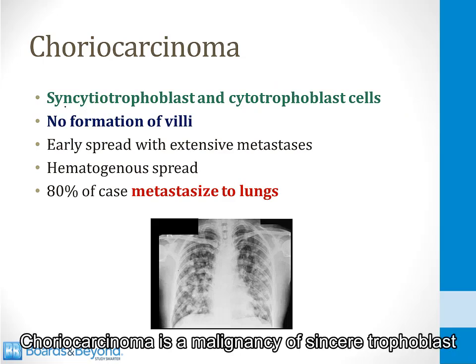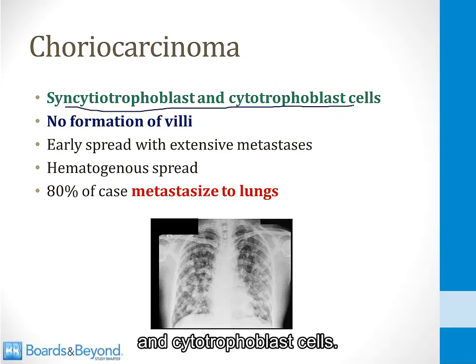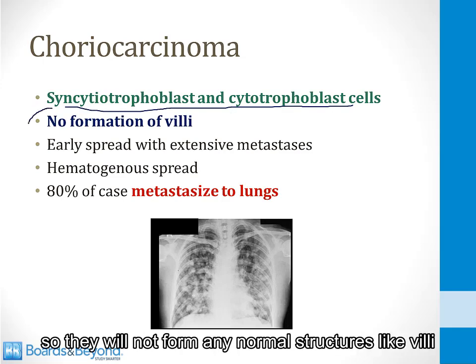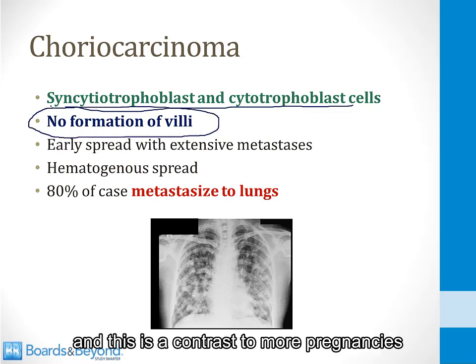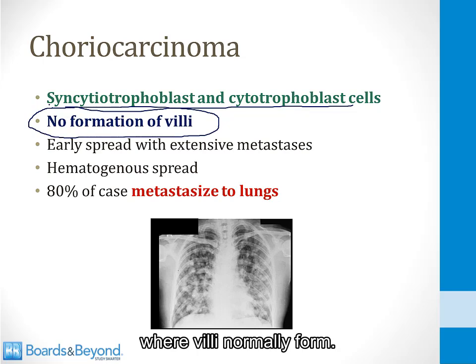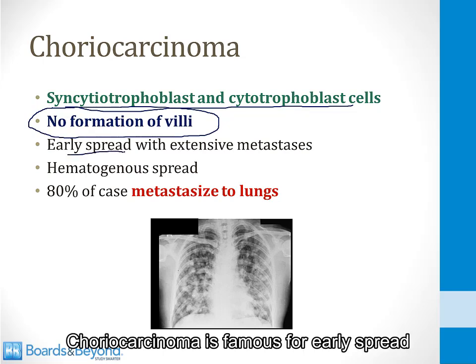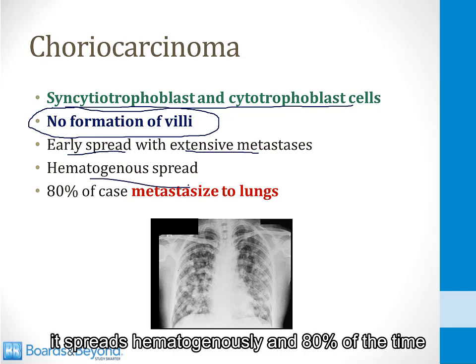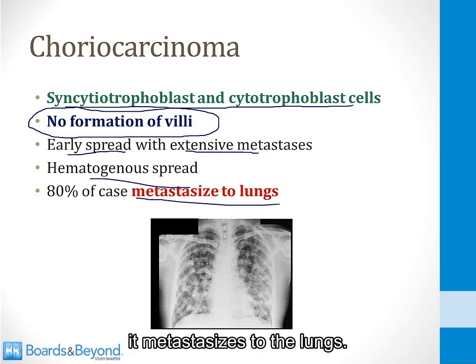Choriocarcinoma is a malignancy of syncytiotrophoblast and cytotrophoblast cells. These are highly malignant aberrant cells, so they will not form any normal structures like villi, and this is a contrast to molar pregnancies where villi normally form. Choriocarcinoma is famous for early spread with extensive metastases. It spreads hematogenously, and 80% of the time it metastasizes to the lungs.